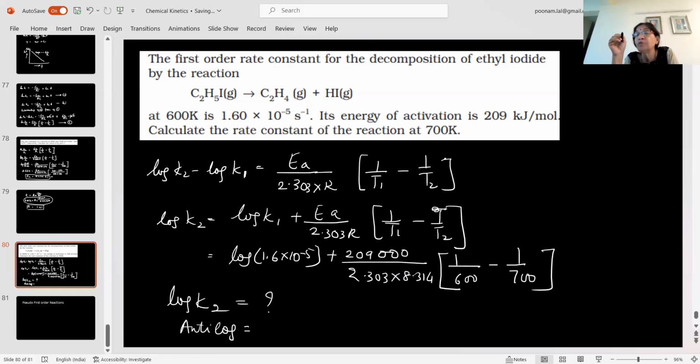See if you are comfortable working without a calculator, because in the exam you will have to use the calculator. I can only tell you the answer here. The answer comes to 6.36 into 10 raised to minus 3 per second. So if you are able to do it without a calculator, very good. Otherwise, use a calculator and see whether you can get such an answer.